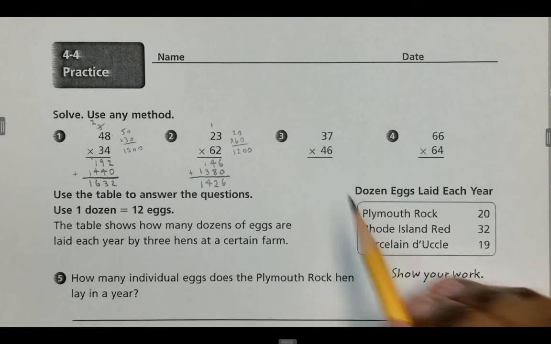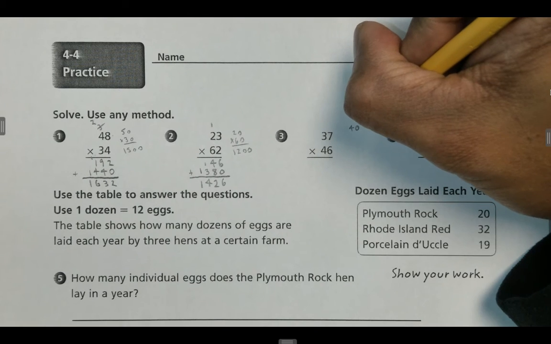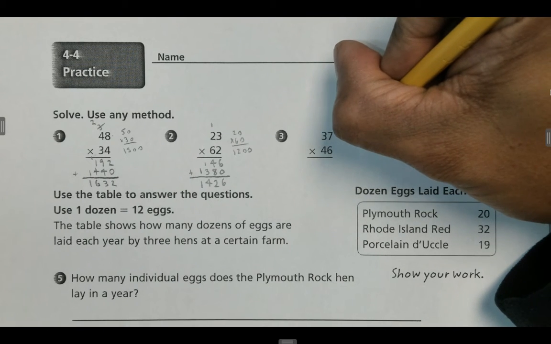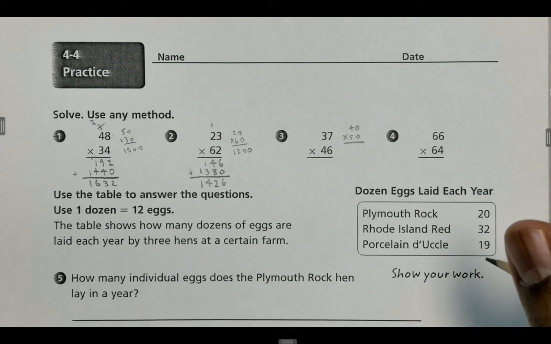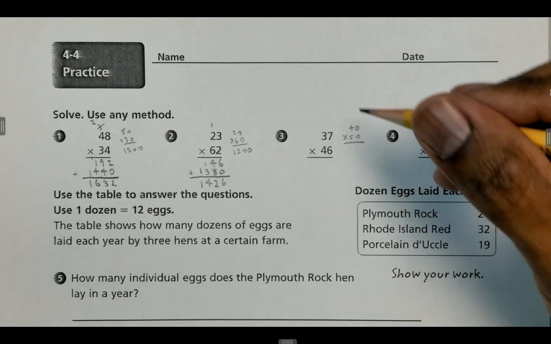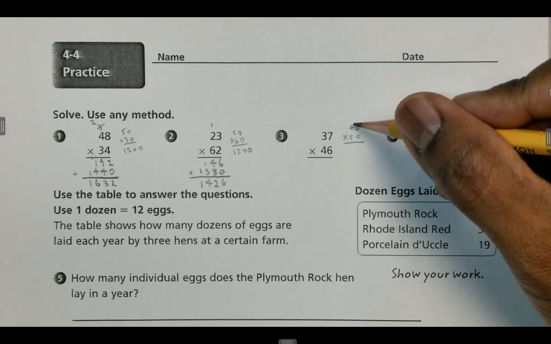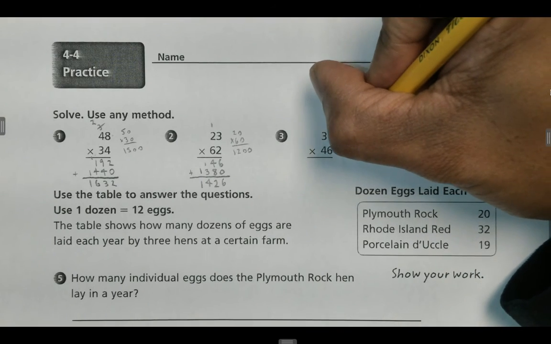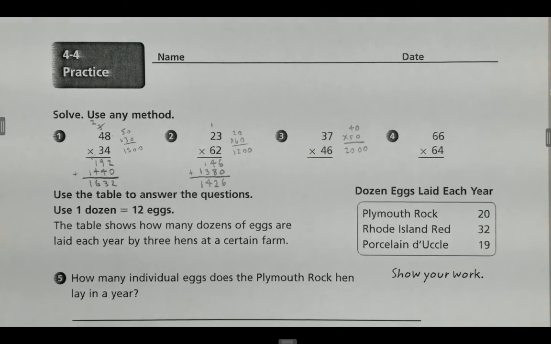Number 3, let's round. 37 gets rounded up to 40, and 46 gets rounded up to 50. So in this case, we expect that our estimate is going to be greater than the actual answer. I can cover up or count up my two zeros here, multiply my non-zeros. 4 times 5 is 20, then add my two zeros to get an estimate of 2,000. And then let's solve.